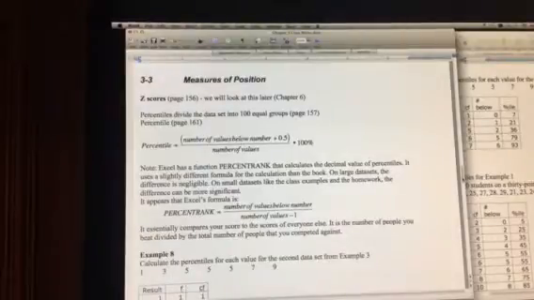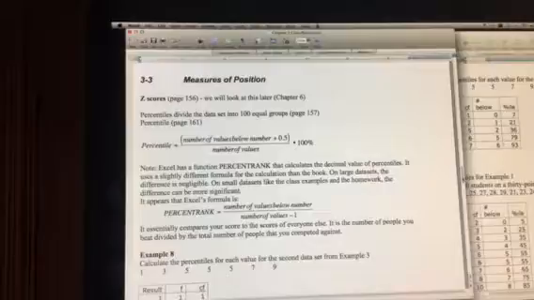This is a short video on section 3-3, measures of position. We're only going to concentrate on percentiles in this section. This introduces z-scores, but we're going to see z-scores in great detail in chapter 6, so we're going to defer them until we get to chapter 6. So do not worry about z-scores for this section.